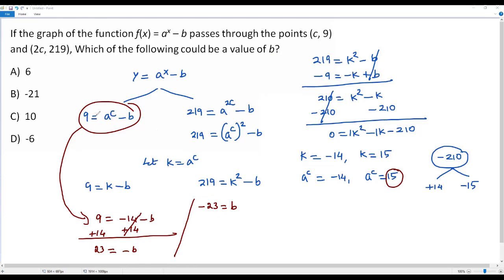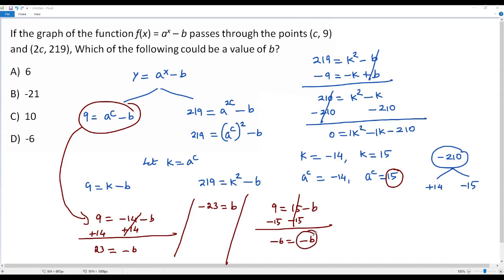Now we have to plug in this 15 for a to the power of c over here in this equation. Okay, now let me do this. That is 9 equals 15 minus b. Okay, now let me subtract 15 from both sides. When I do so, this 15 and negative 15 will cancel out. 9 minus 15 is negative 6 equals negative b. Okay, again I got the value for negative b, that is negative 6.